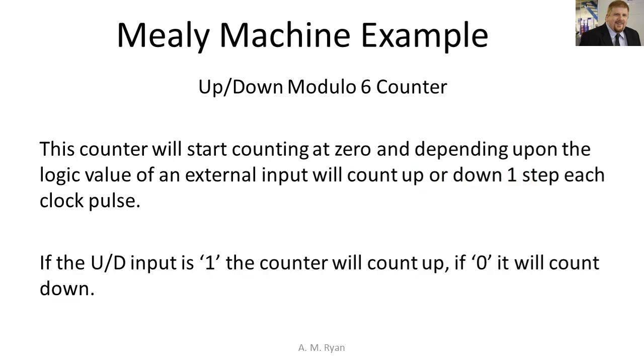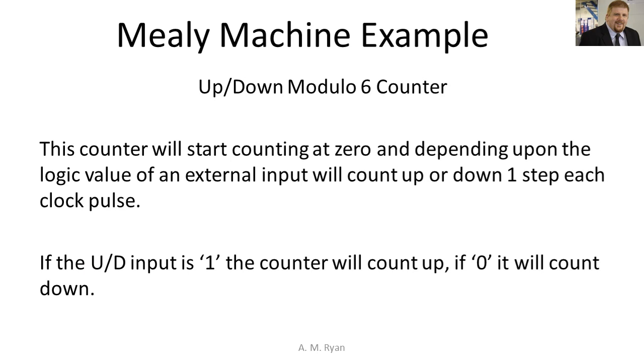Okay? And the external input, the up or down trigger, if that input is a 1, we'll go up, and if it's a 0, we'll go down. You might see this on the circuits. You can buy this as an integrated circuit. It will be U/NOT D. So that implies that if you put a 0 on that input, it will count down, and if you put a 1 on the input, it will count up. And that's what we're going to be designing here.